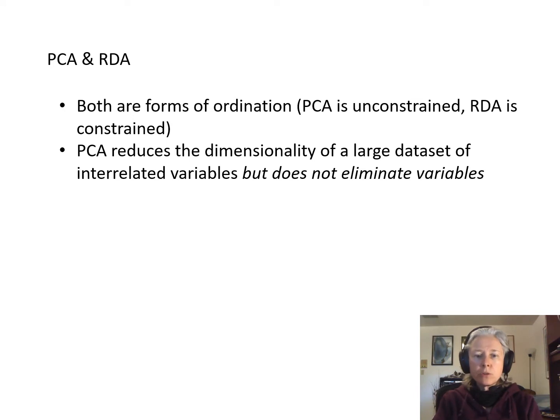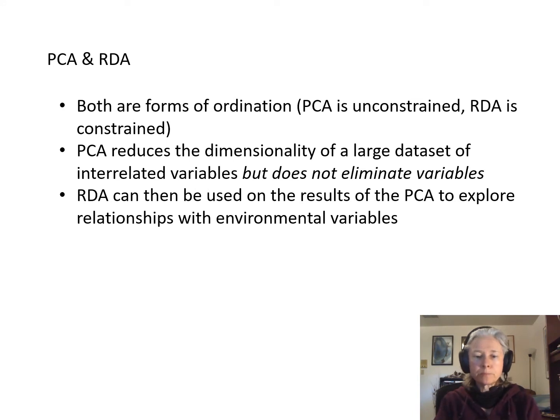PCA is typically used to reduce the dimensionality of a large data set of interrelated variables. But I want to stress to you that it does not remove variables, nor does any other form of ordination. It simply summarizes it into the most important groupings of variables that explain the most patterning in your data. And those groupings are the axes, the ordination axes, or the principal components.